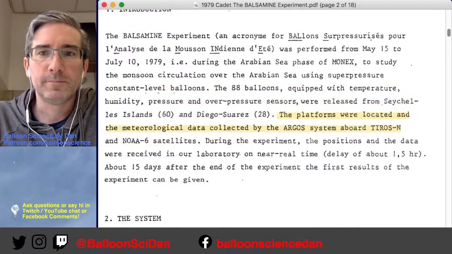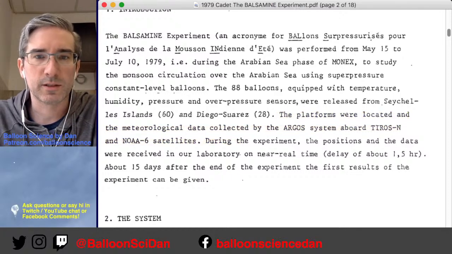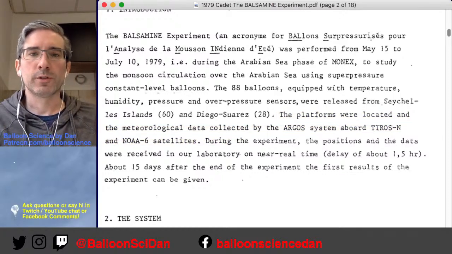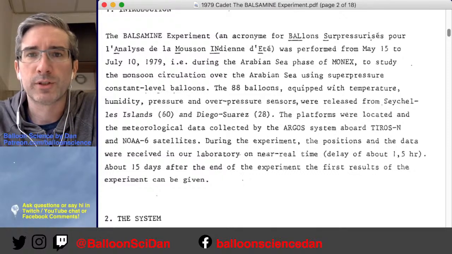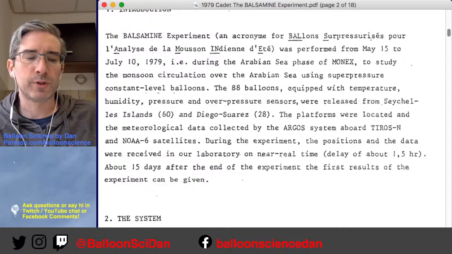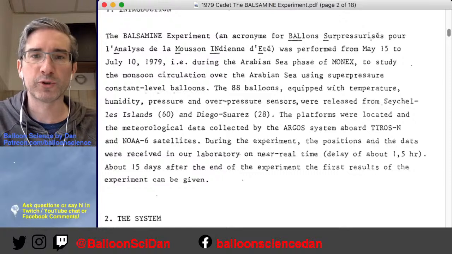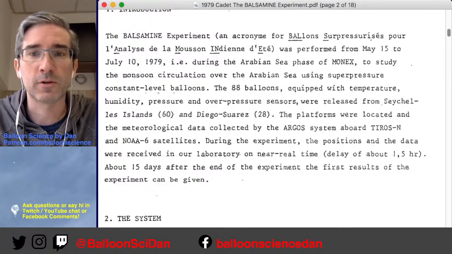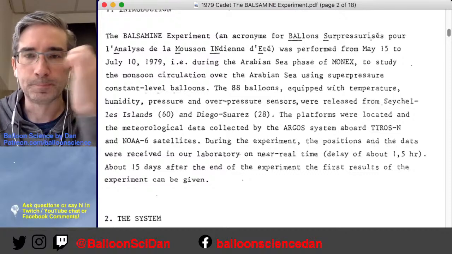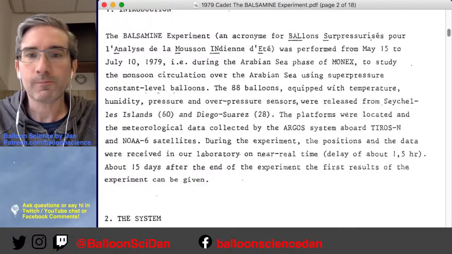Platforms were located, and the meteorological data was collected by the Argos system aboard the TIROS-N and NOAA 6 satellites. So Argos was NOAA's, I think, very first satellite data collection system for weather experiments. And Argos was used for everything you can imagine, from whale tracking to ocean buoys to balloons, lighthouses, weather stations far flung around the Arctic and things like that. It was very crude. It didn't allow much data to be transmitted, but it worked.